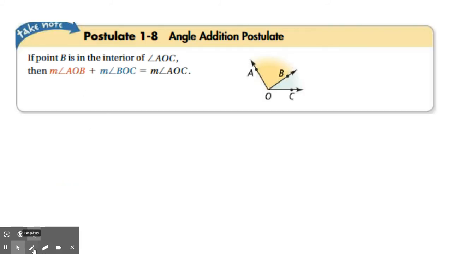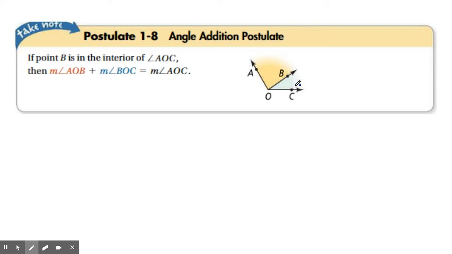So the angle addition postulate is very similar to the segment addition postulate. It says if point B is in the interior of angle AOC. So we have angle AOC, this obtuse angle, and point B right here. Notice they constructed a ray, OB, and now you've created two smaller angles. These two smaller angles, the yellow angle and the blue angle, don't overlap. They're what we call adjacent to each other. We'll do that in the next lesson.